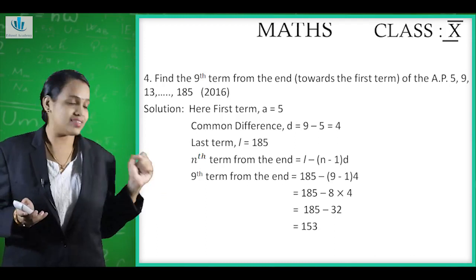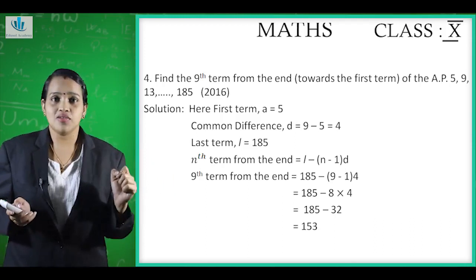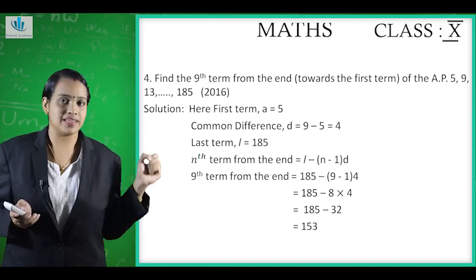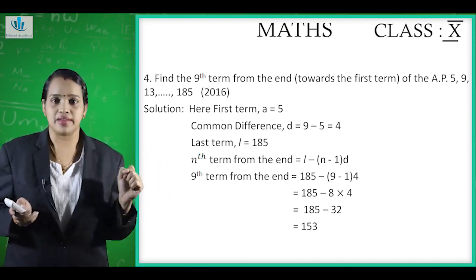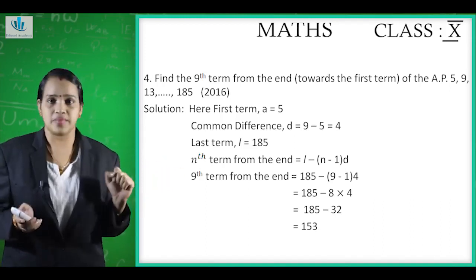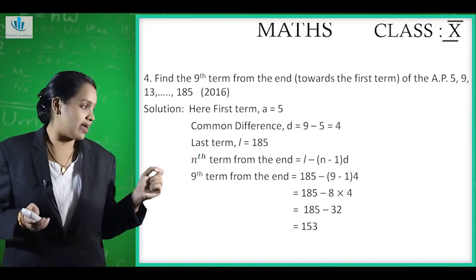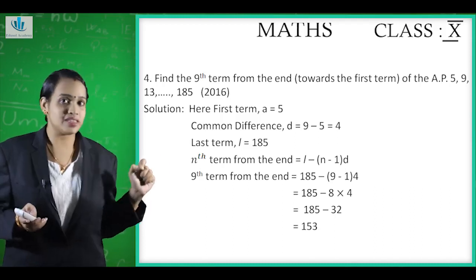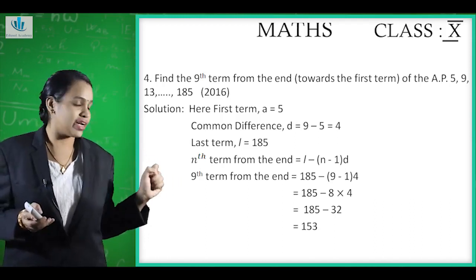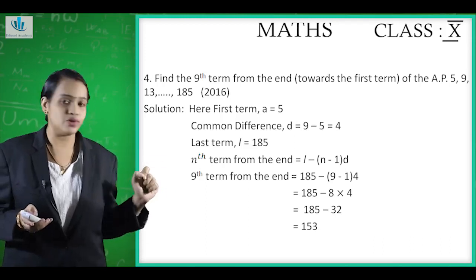The last term is 185, and we will denote it by the letter L. Now for the nth term from the end, we will write nth term from the end is equal to L minus n minus 1 into D. We have to find the ninth term from the end, which is equal to the last term 185 minus 9 minus 1 into the difference 4. Therefore it is equal to 185 minus 8 into 4, which is equal to 185 minus 32, which is equal to 153.